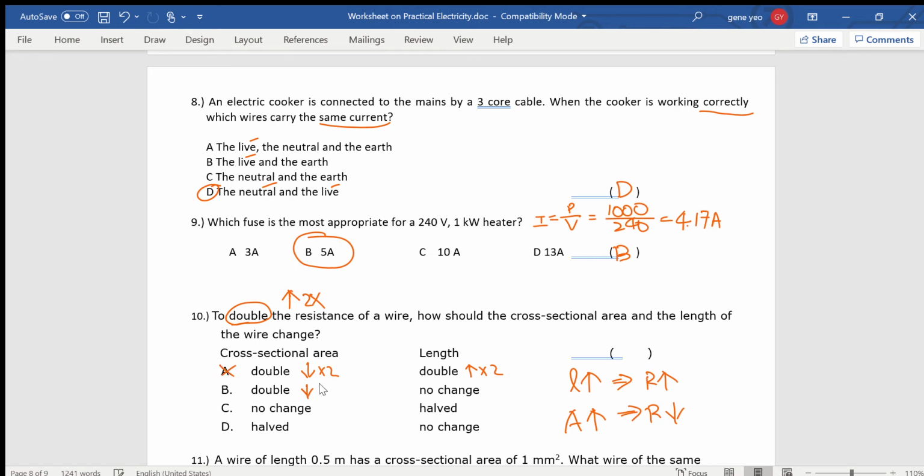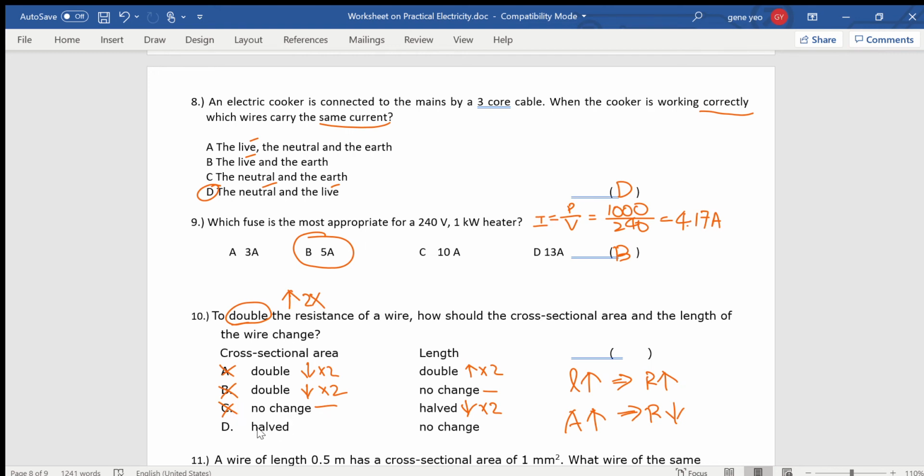Double, drop by 2 times. No change means the resistance has no change. Means the resistance drops twice. But I don't want that. I want the resistance to increase 2 times. This is wrong. Now the length is half, means the resistance drops 2 times, which is also not what I want.